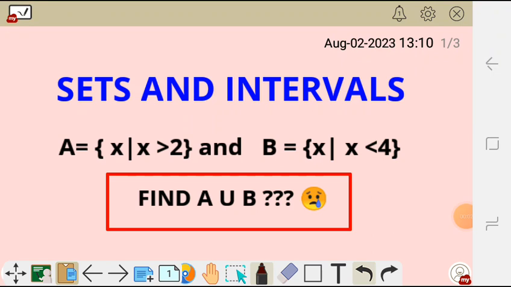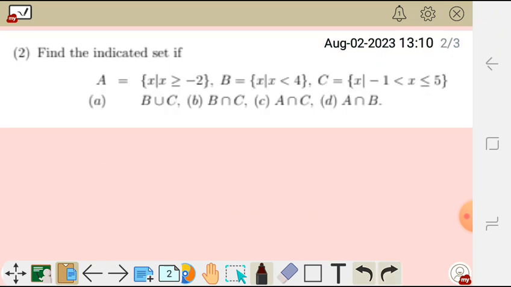With our questions on set intervals, where we're looking at questions which involve set builder notations. In this video I'm going to continue from question 2, as we already did question 1.